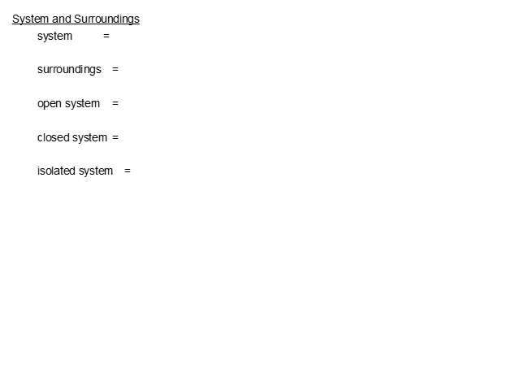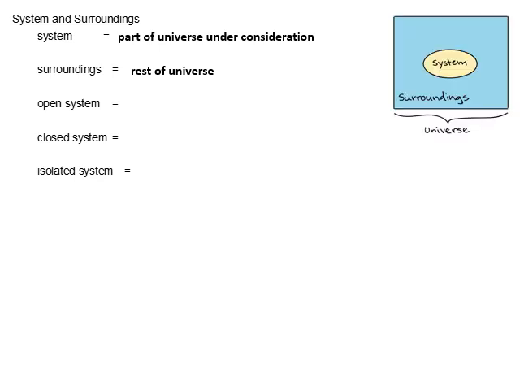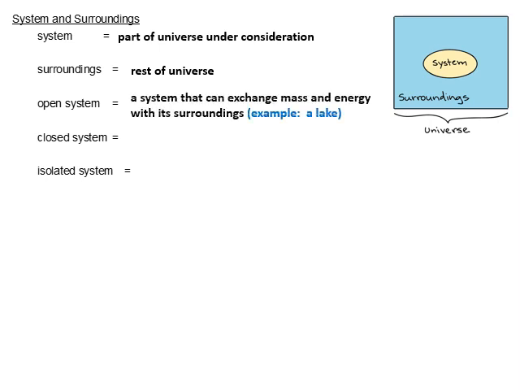We also need to review the definitions of system and surroundings. The system is the part of the universe under consideration, and the surroundings would be everything else. Systems can be open, closed, or isolated. Open systems are systems that can exchange mass and energy with the surroundings.